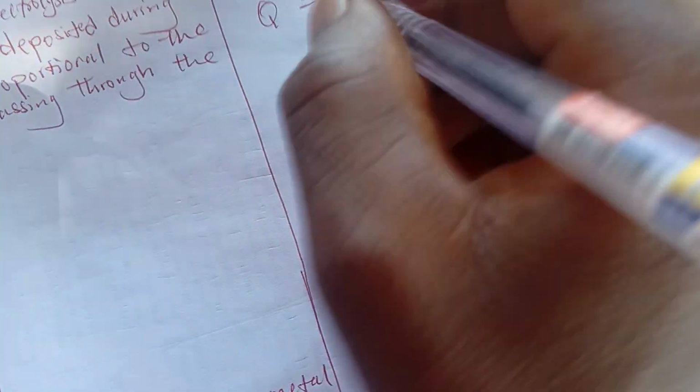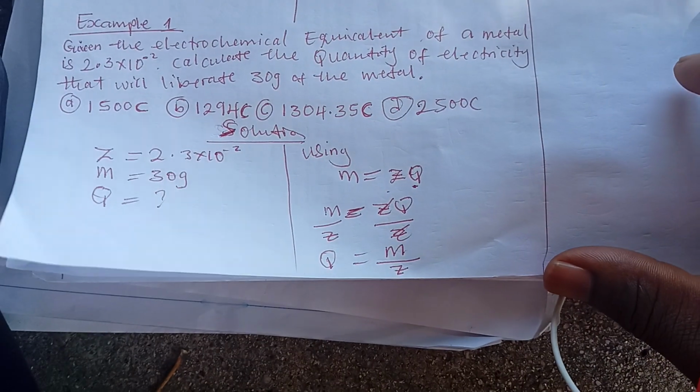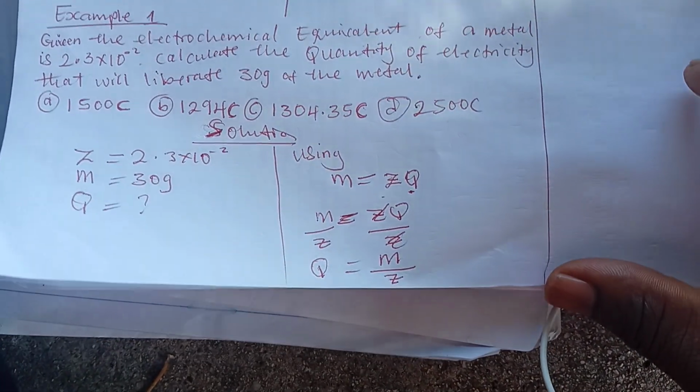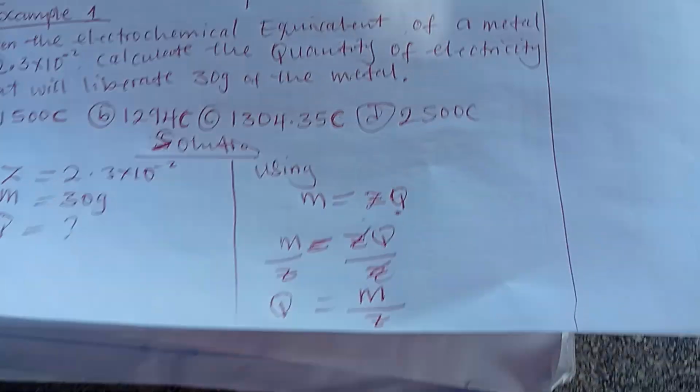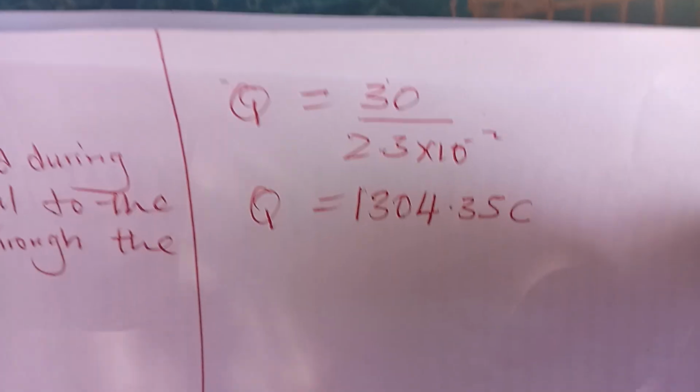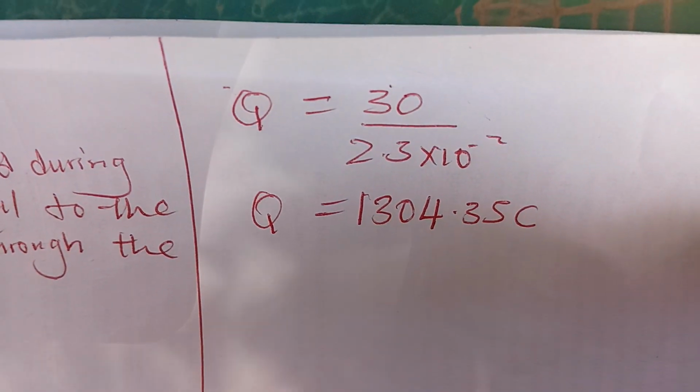1304.35, which is in the options. So by implication, our answer is C. We'll tick C as our answer. This is our solution, and this is what we obtain. So you see, we are done with this one.